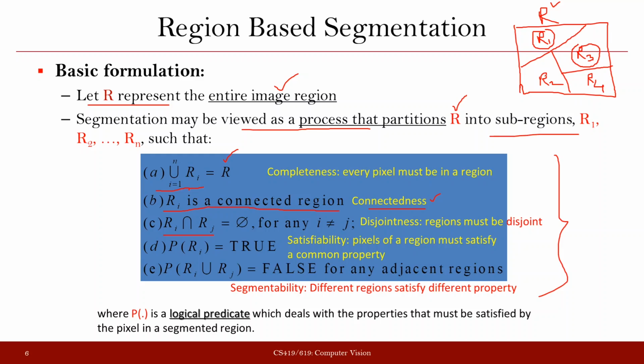Okay, and the fourth property says that P of Ri will be true. So P basically defines a logical predicate, and Ri is the input to it. So it says that the pixels falling in region Ri will actually have some common property. Okay.